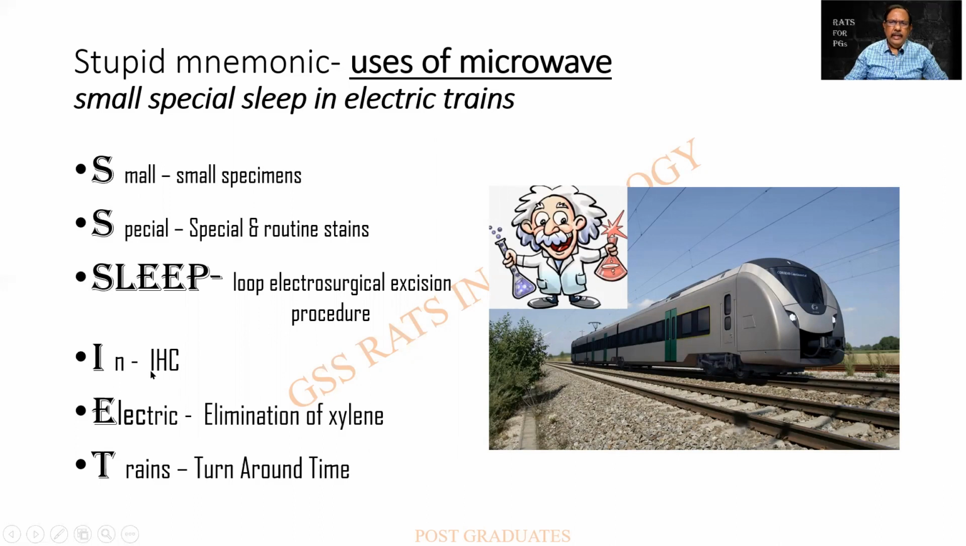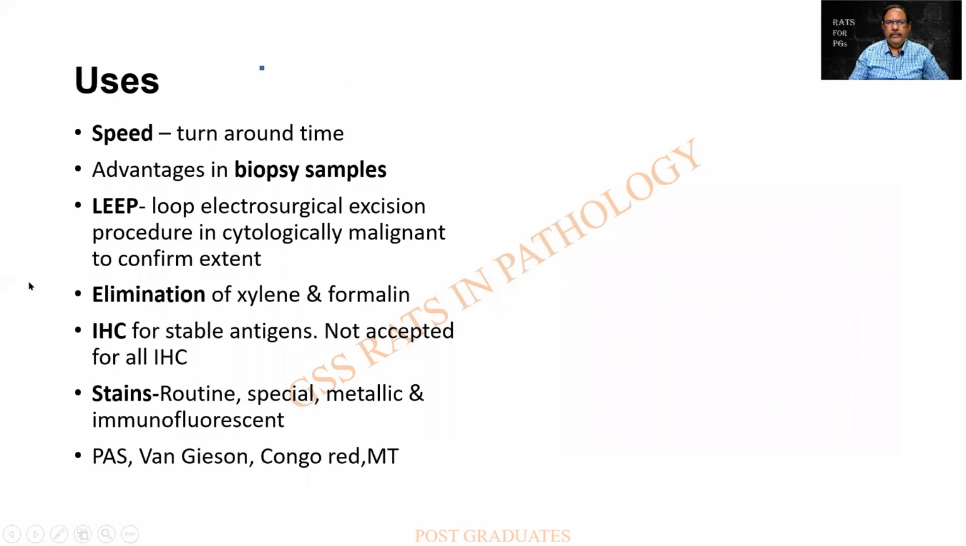In IHC, immunohistochemistry. Electric, elimination of the xylene. Trains means T, stands for turnaround time. So this is a mnemonic which I want you people to kindly learn by heart, it is worth it. Probably a great idea. I hope you are able to identify this gentleman. And this again are the things.